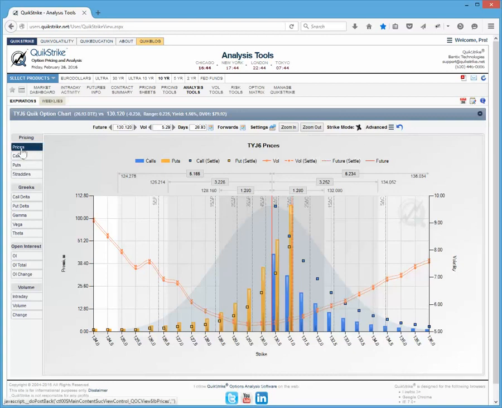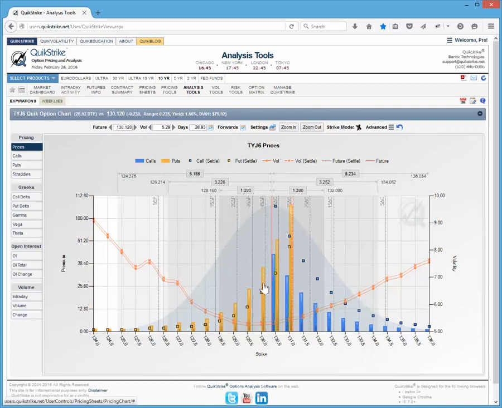Okay, but we're looking at prices. So we're basically looking at call and put prices by strike. You'll see that the calls are in blue and the puts are in yellow or orange, depending on your monitor. And we see also little blue boxes as well. Those are call settles and put settles.